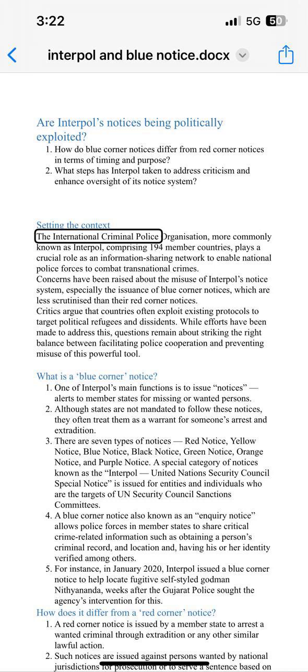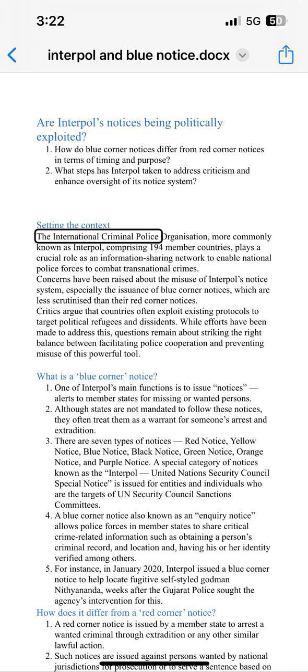Now, the point is that in the news dailies we have seen blue color notices being misused by many countries for suppressing political opponents in their own countries and also political asylum seekers. Here, what they say is that countries like Russia, China, Iran, Turkey, Tunisia, etc. have been using this notice, that is the blue color notice.